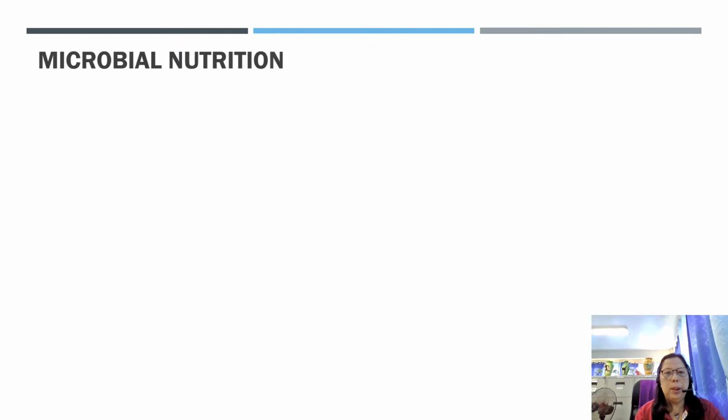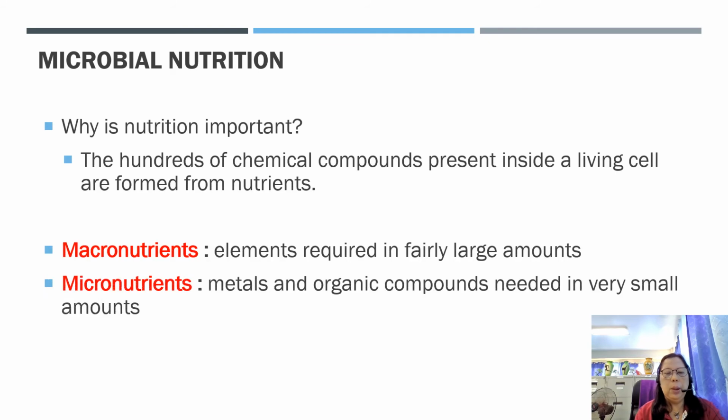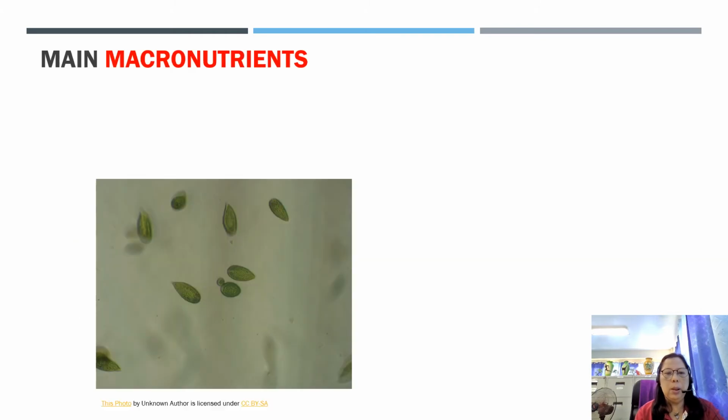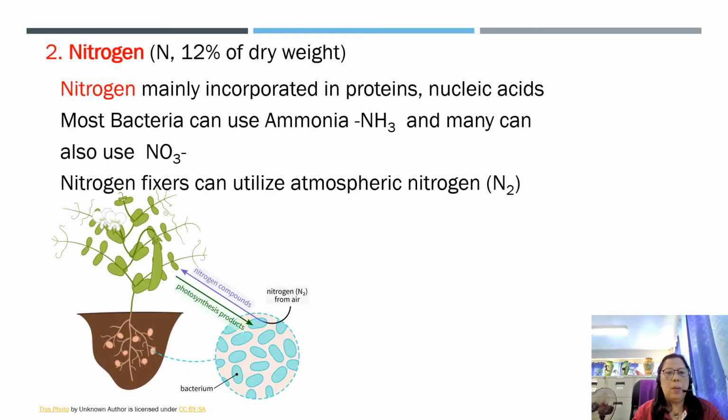Now let's go to bacterial nutrition. Nutrition, of course, provides the microorganisms what they need to grow, and nutrients are classified as either macronutrients or micronutrients. The main macronutrients for microorganisms include carbon. So this includes the carbohydrates, protein, and fat. And then another is nitrogen, 12% of the dry weight.